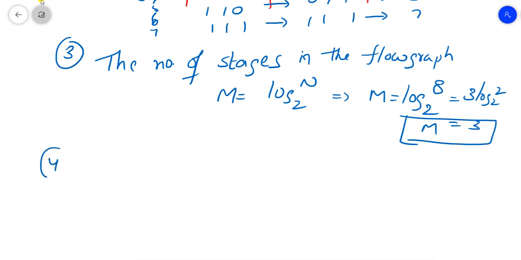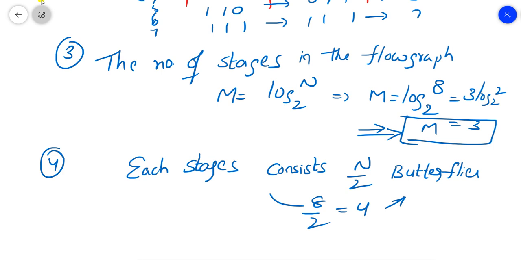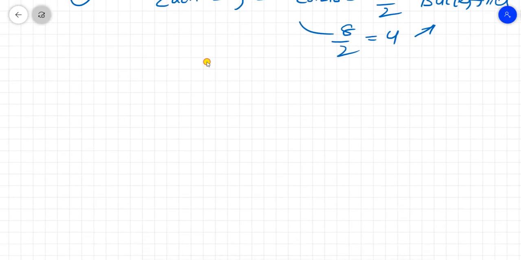Okay, and the next step, fourth step. What is the fourth step? There are 3 stages, and each stage consists of n by 2 butterflies. Okay, that means the number of stages are 3. So each stage consists of 8 by 2, that is 4 butterflies. So 4 butterfly samples are there. Okay, so this is step 4, and now we will see step 5.